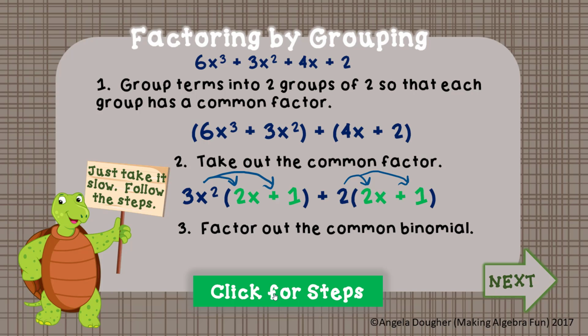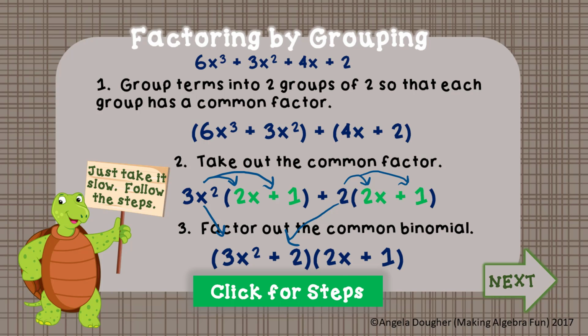So now we need to factor out the common binomials. The common factors that we factored out of the first ones, we need to put together. So in this case, we take our 3x squared, and we'll take our 2, and then multiply it times our common binomial of 2x plus 1. And that is our answer.